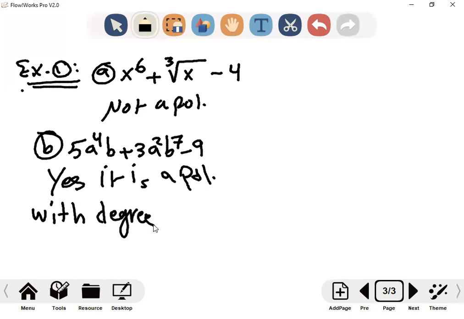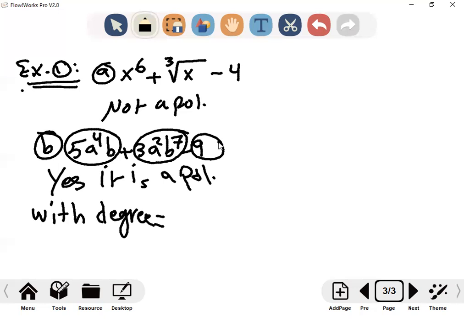Now, here, the first monomial, the degree is 5. Here, 9. Here, what's the degree here? 0. Constant, no variable, the degree is 0. Okay?